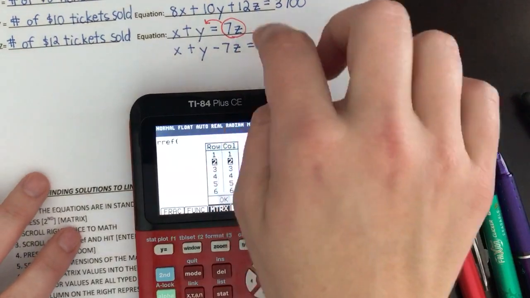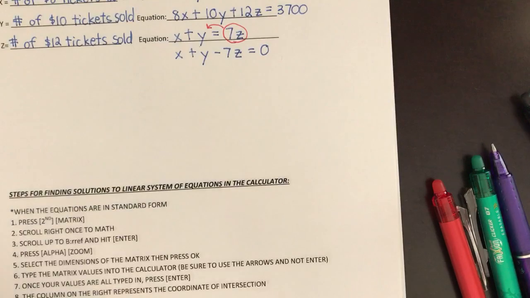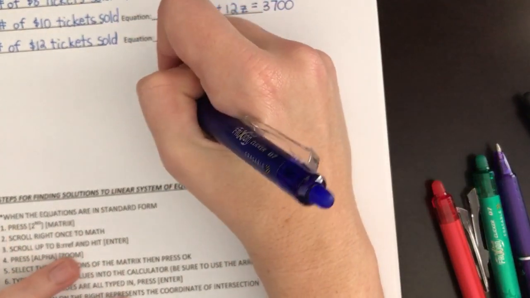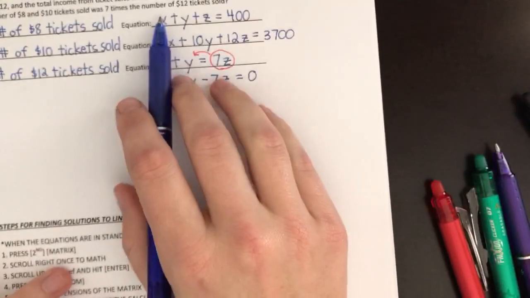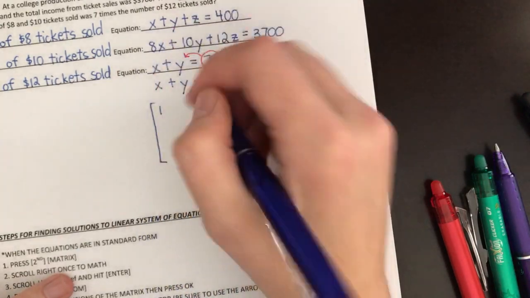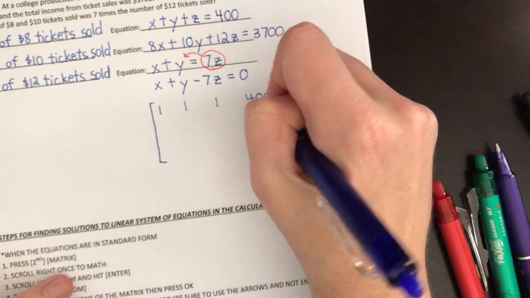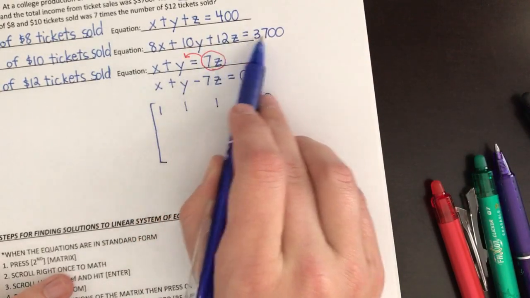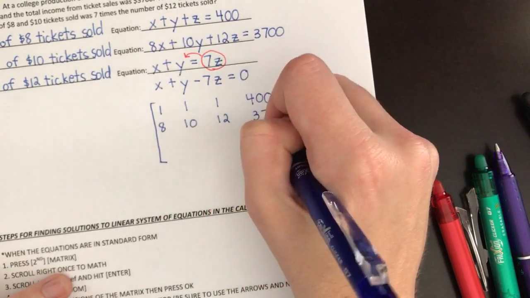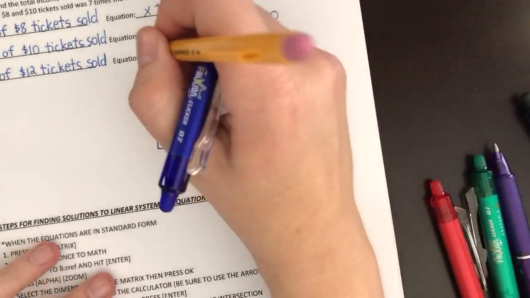So the matrix I'm going to make from these equations is as follows. So hopefully you remember matrices from Algebra 1. So you look at the coefficients. So the coefficients here are 1, 1, 1, and then 400. And then 8, 10, 12, 3,700. And then remember, I'm going to lightly cross out this.